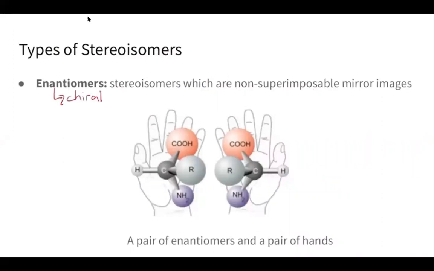So just as our example before showed, the definition of chiral is an object that is not superimposable on its mirror image. So enantiomers, by definition, are chiral stereoisomers. It's the dictionary definition, I believe, of chirality, differentiated from its mirror image. And stereoisomers are not superimposable on the image.